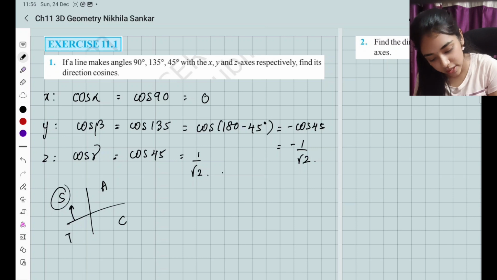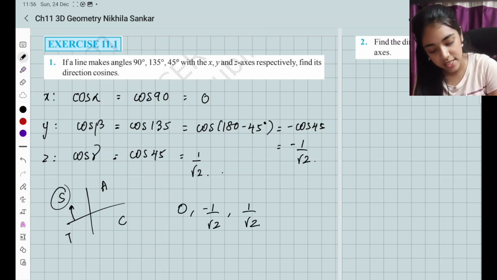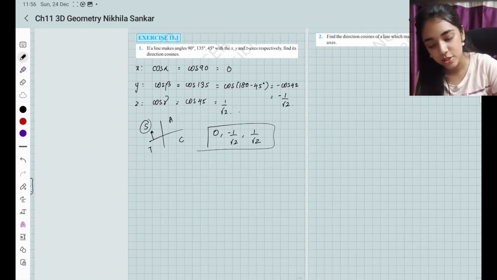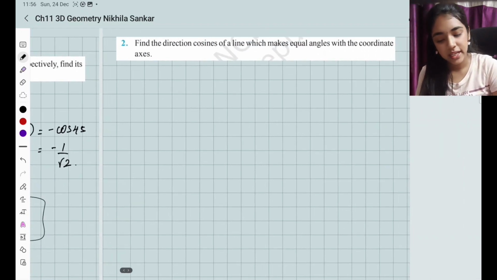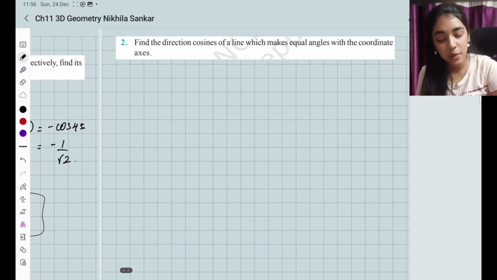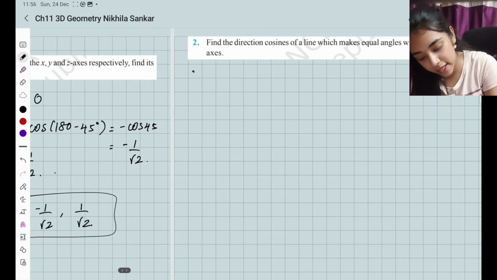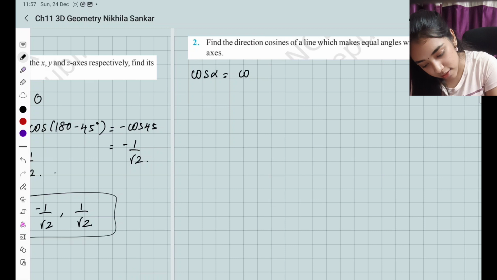So what are my direction cosines? 0, minus 1 by root 2 and 1 by root 2. So these are my direction cosines. Okay, please copy. Question number 2. Find the direction cosines of a line which makes equal angles with the coordinate axis. Equal angle na அர்த்தம்? They have given that cos alpha equals cos beta equals cos gamma.